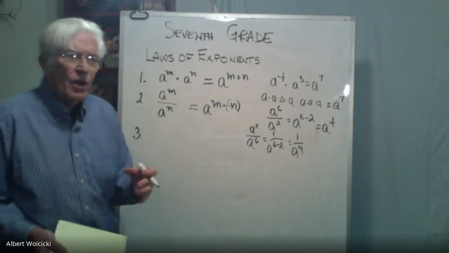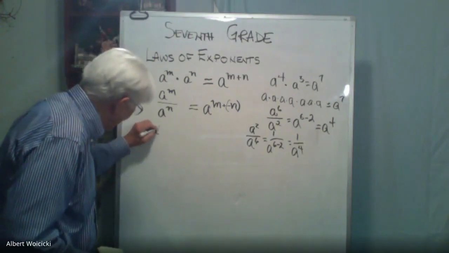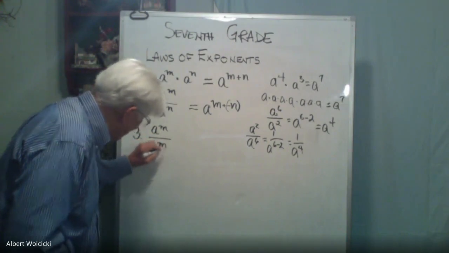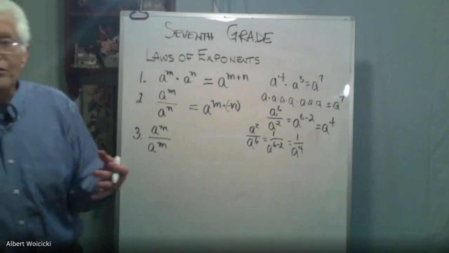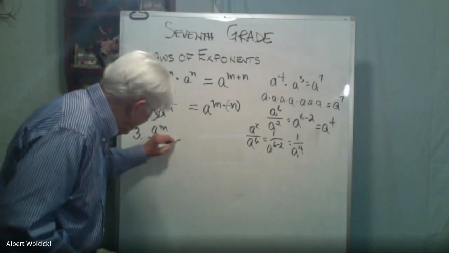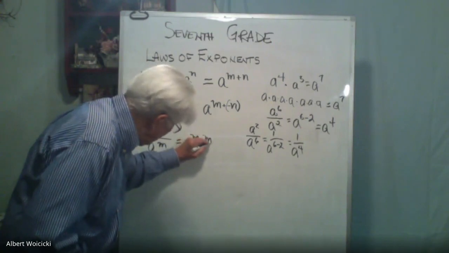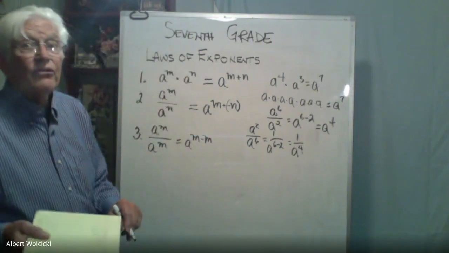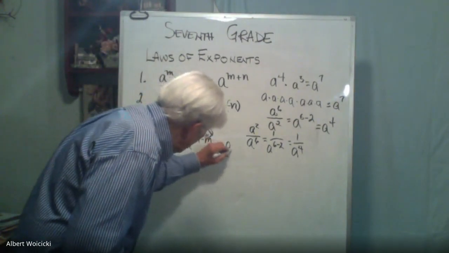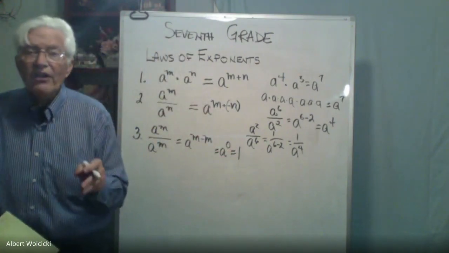Now our third law of exponents. What happens when m and n are the same? So if I've got a to the m divided by a to the m, well, we know that's 1. Of course it is. And we're going to use this guy to show us that. We get a to the m minus m. What's m minus m? 0. So we get a to the 0 equals 1.